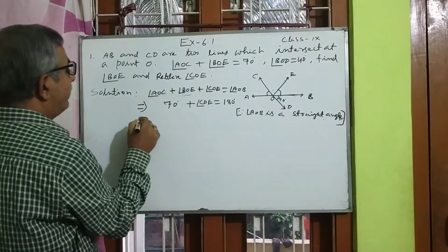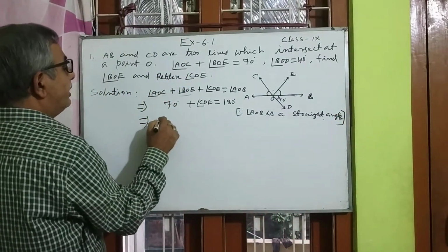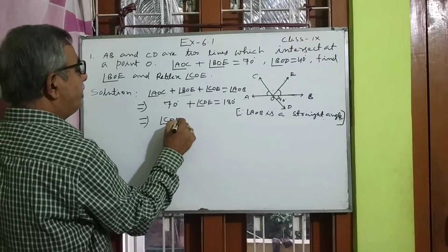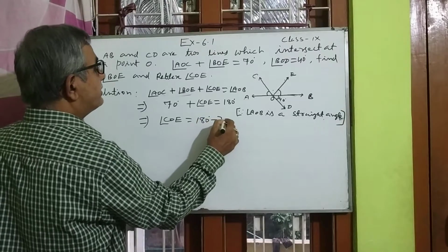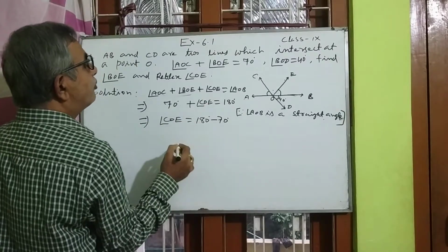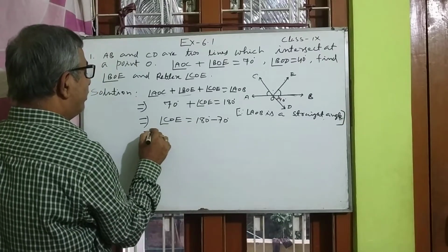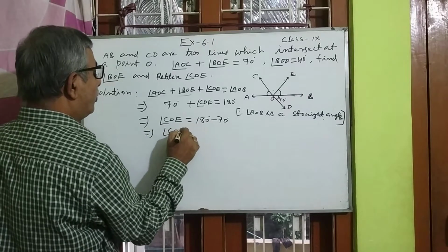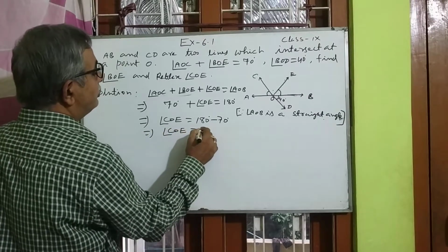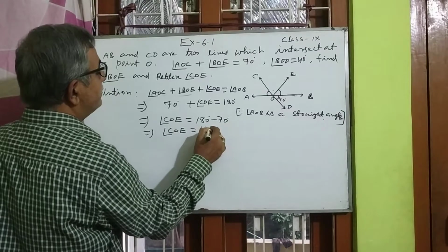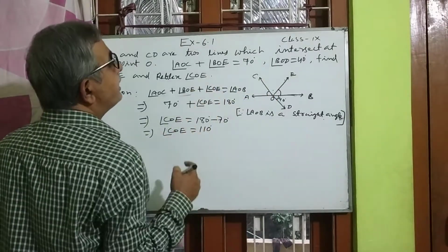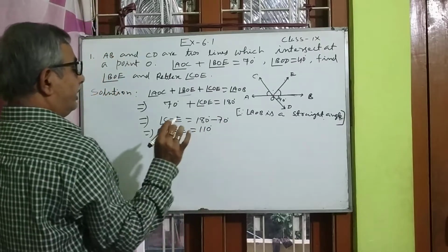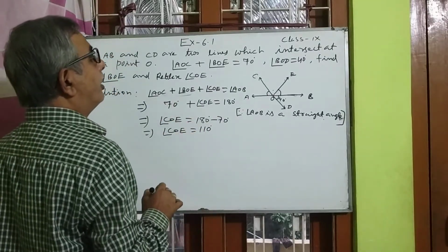Now what happens? You see angle COE is equal to 180 degrees minus 70 degrees. This 70 degrees has gone to this side. Now you are getting COE is equal to 110 degrees. So this is 110 degrees. It's alright, COE you got.